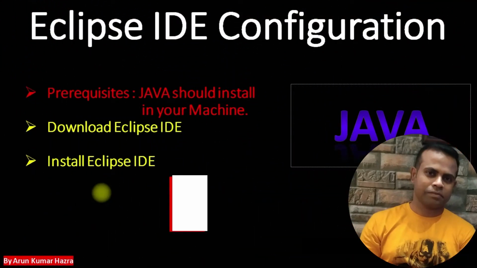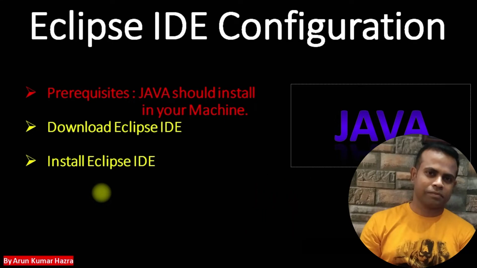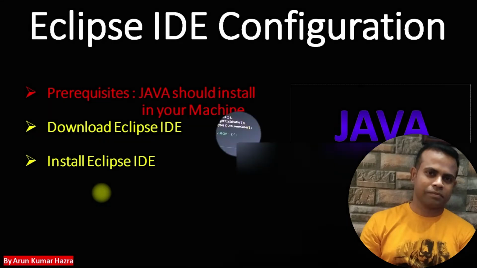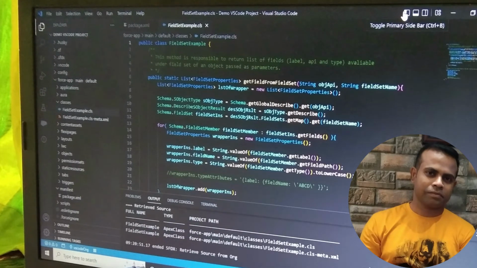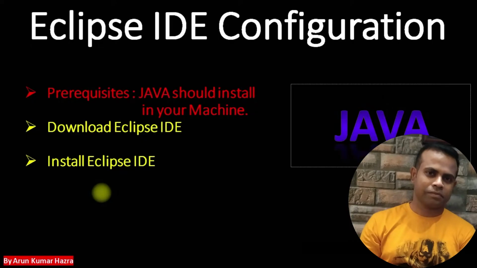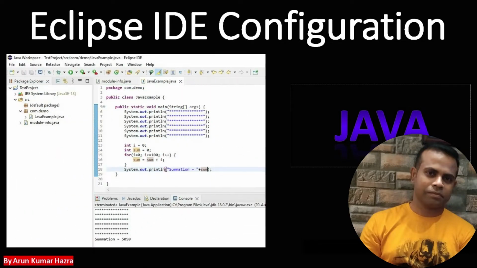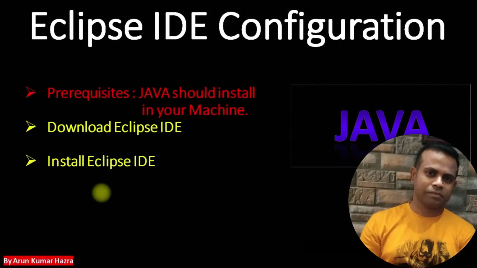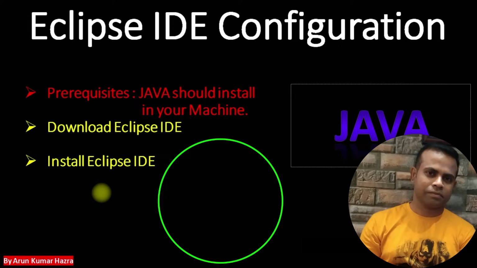In our last class, we already installed JDK in our machine. So our Java software is ready to use. Now it's time to execute our first Java Hello World program. To do that, we need some editor. In the market, there are a number of editors available like IntelliJ, VS Code, Eclipse. In our full Java class, we will use Eclipse. So let's check how to configure or install Eclipse.